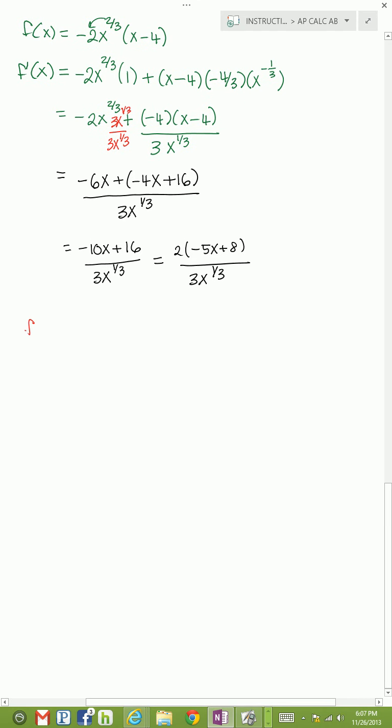So I'm going to take my first derivative and set it equal to 0. That would be negative 5x plus 8, multiplied by 2, equal to 0. So x is equal to positive 8/5, negative divided by negative 5. F prime is undefined when 3x to the 1/3 equals 0, so x equals 0. And this should actually make sense.